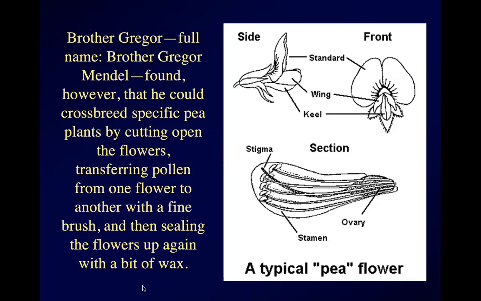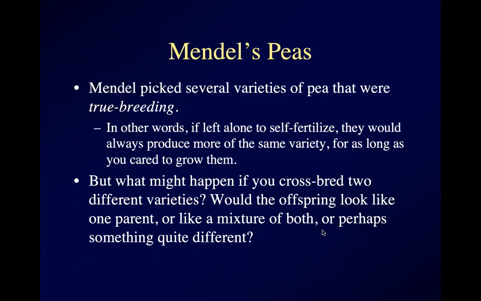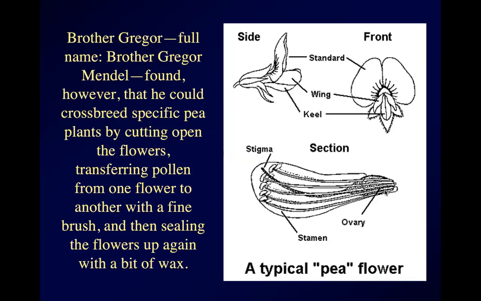Okay, there we go. Brother Gregor, or to give him his full name, Brother Gregor Mendel, that's a name you need to know. Gregor Mendel found that he could crossbreed specific pea plants by slicing the flowers open with a razor. If you cut a pea flower open, at the back of the flower you've got an ovary. That's where the egg cells are produced. And surrounding the ovary, you've got tissues called the carpels that in most flowers are drawn out into a long extension called a pistil that has a sticky pad on top called a stigma.